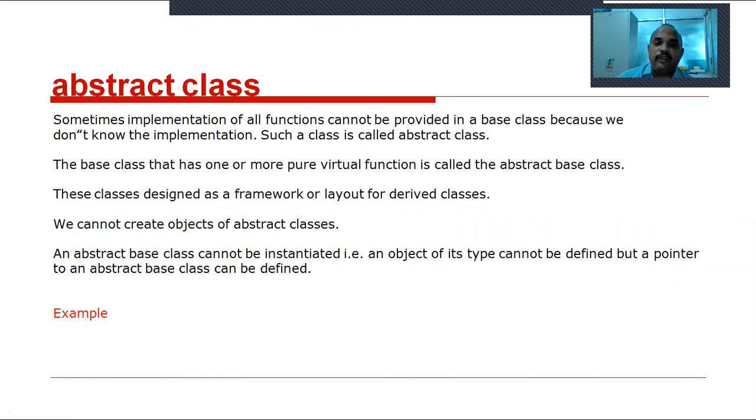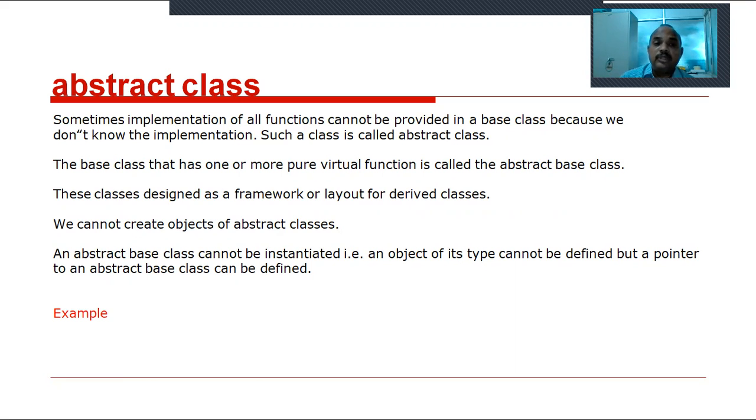Sometimes implementation of all functions cannot be provided in a base class because we don't know the implementation. Such a class is called an abstract class. The class is defined, but we never use it. Already discussed in the third unit, last topic, abstract classes. The class is defined, we never use it.